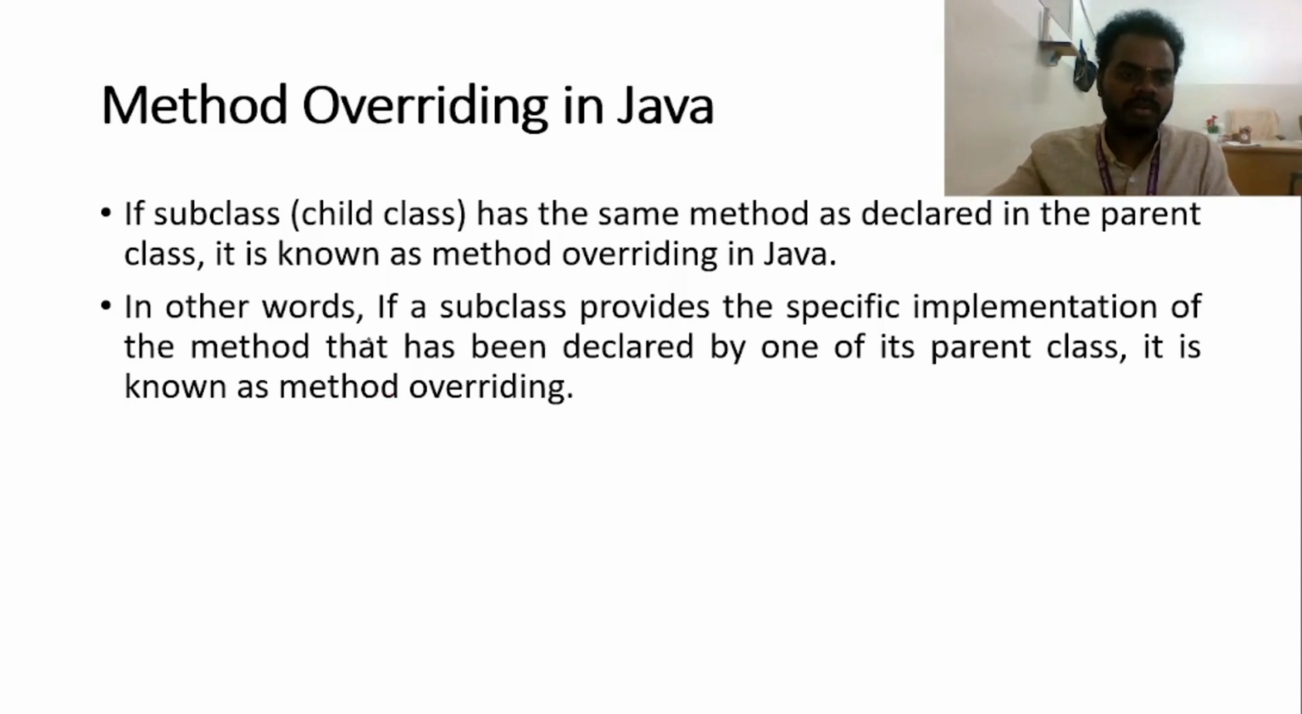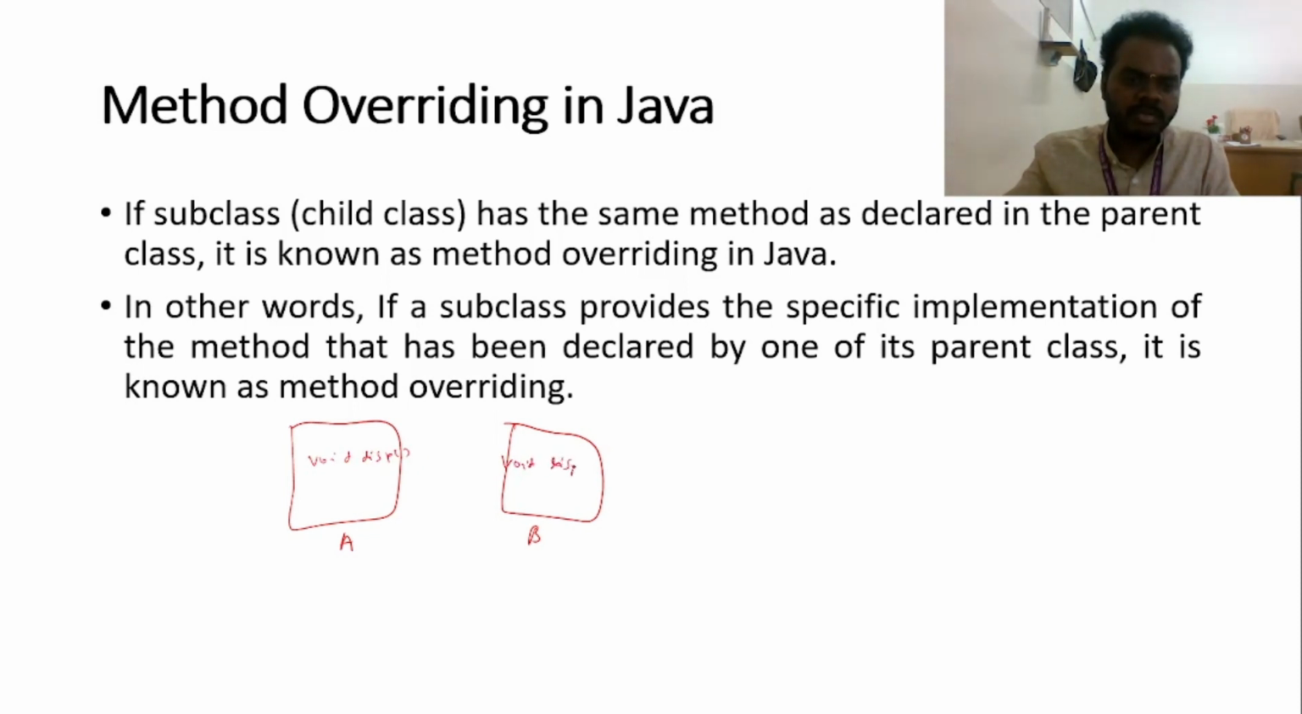Consider an example right now. Let me take class A and class B. In class A, we have a method called void display. In class B, we also have void display as a method. We are going to use inheritance here, so we are going to acquire the data from class A to class B.